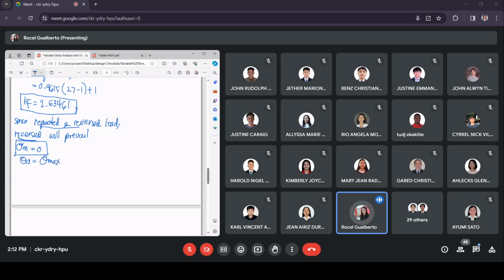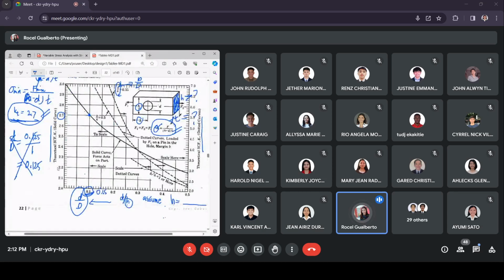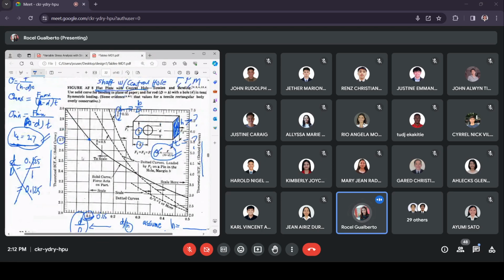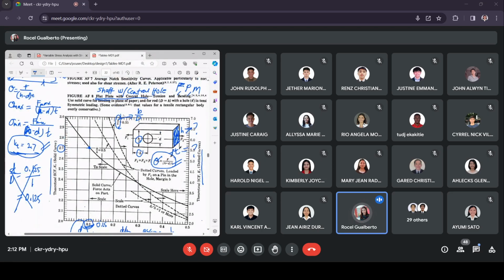Now, what would be the equation of your sigma maximum? The equation for the sigma will be taken again from the table. We use table 88. So you look now for the equation of the stress. Originally what you see here is sigma equal to F over H minus D times T. But this is valid if you have a flat plate.